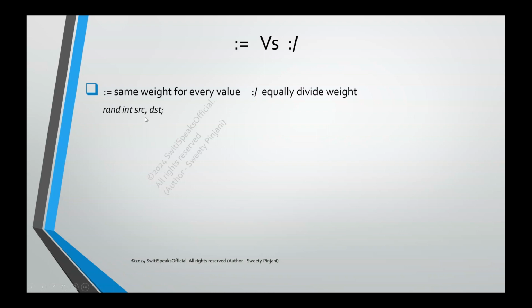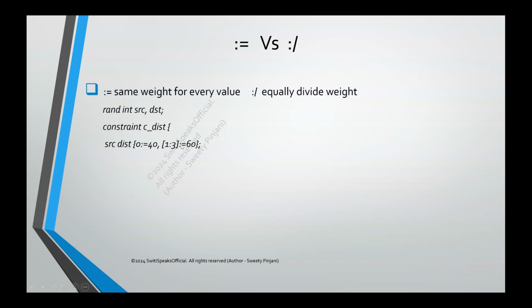I have two random variables, source and destination. I am creating a constraint using distribution operator. I am creating a constraint on source. If you see, for source, I have used this operator. There are four different values, 0, 1, 2, and 3. For 0 value, I have given weight 40. And for values 1 to 3, I have given weight 60. 1 to 3, this is a range. It will cover 1, 2, and 3, these three values.